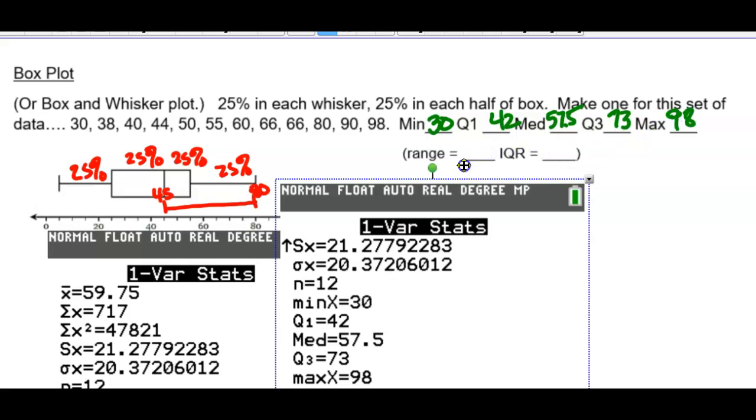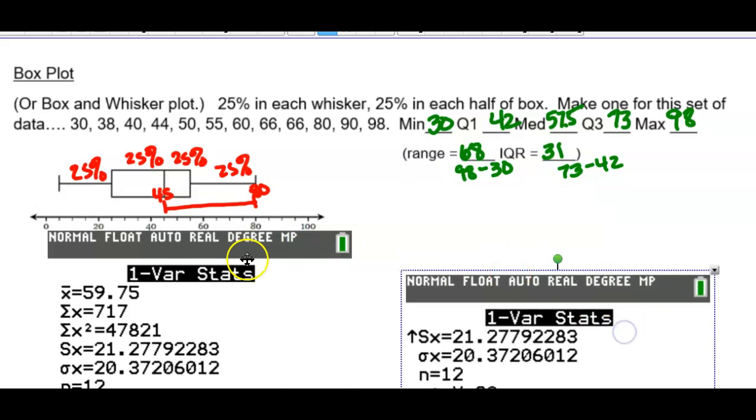The range would be max minus min, so 98 minus 30 or 68 if it asked for it. The interquartile range would be 73 minus 42 or 31. Did I subtract that right? If it asked for that in Delta Math.